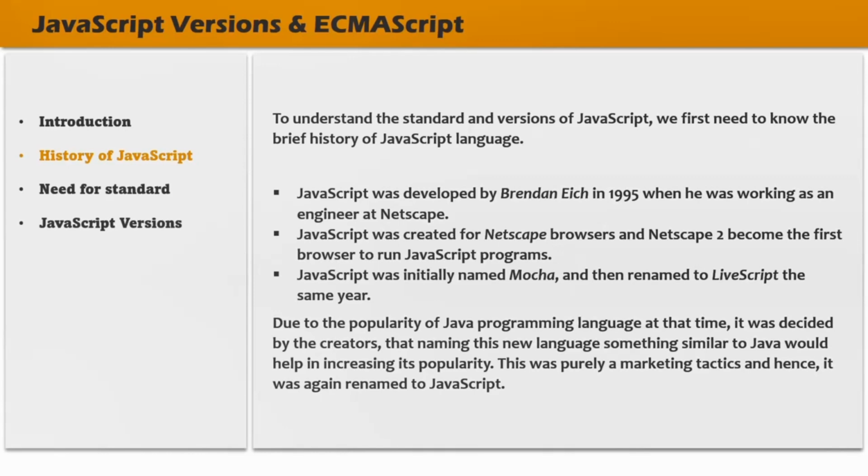Due to the popularity of the Java programming language at that time, the creators decided that naming this new language something similar to Java would help in increasing its popularity. This was purely a marketing tactic and it has nothing to do with the Java programming language. Hence, it was again renamed from LiveScript to JavaScript.